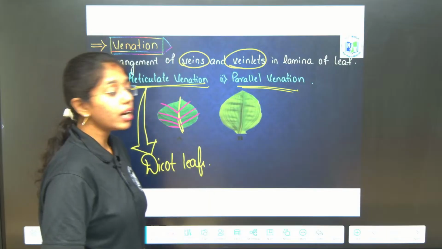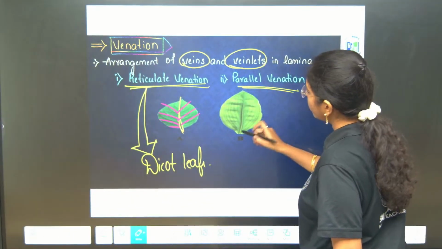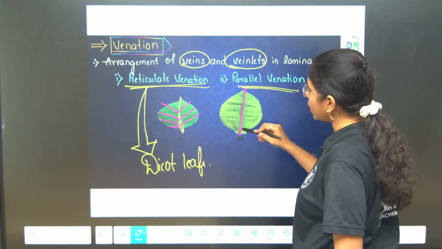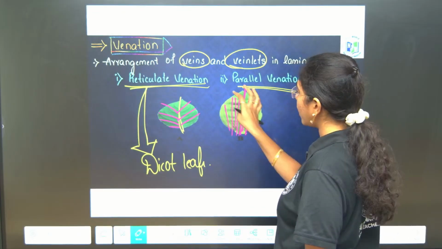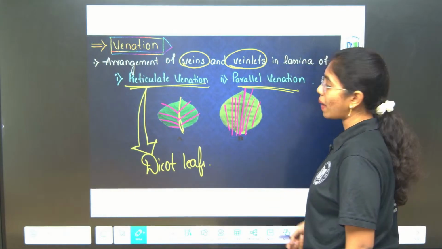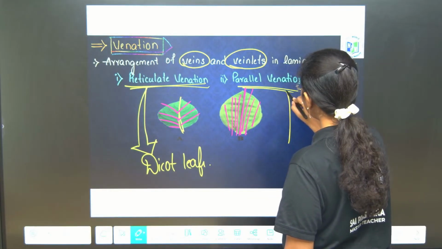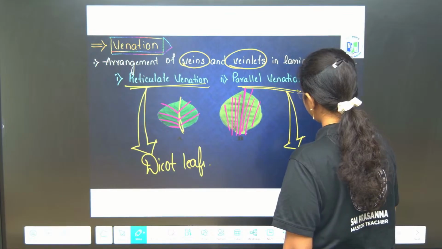Parallel venation is where the midrib is there, and the other veinlets are parallel to each other. They are arranged parallel to each other. This is parallel venation. This is observed in the monocot leaf.